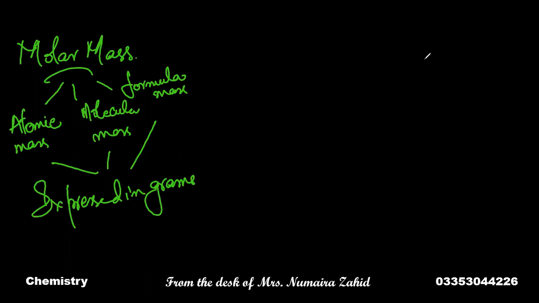In today's lesson, we are going to learn how we can find out the molar masses of different compounds. So, what is molar mass is the first question. We first need to know what is molar mass. Molar mass is atomic mass, molecular mass, or formula mass, which is expressed in grams. So, whenever the masses are expressed in grams, we know that it is known as the molar mass of a substance.